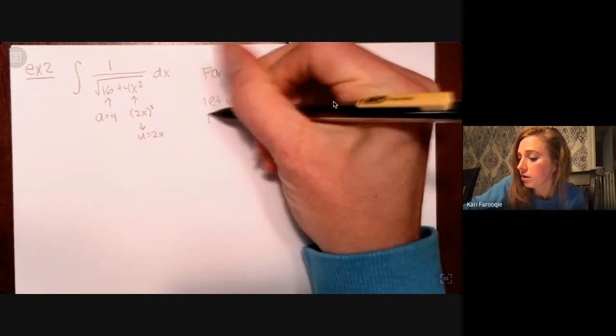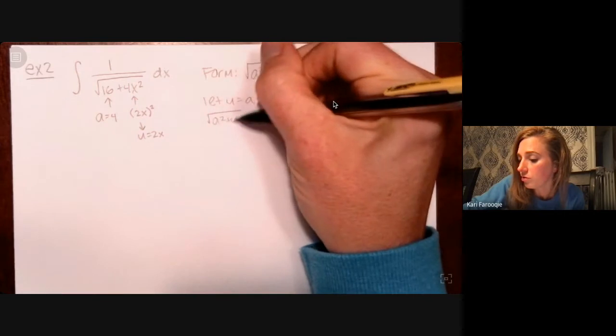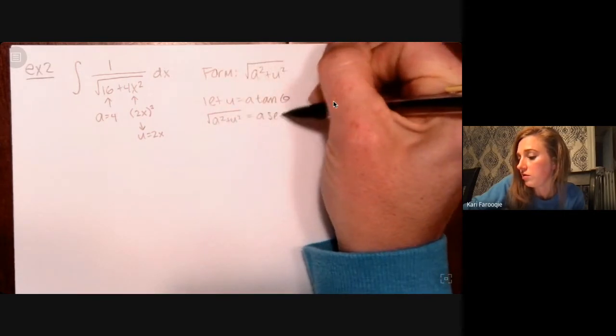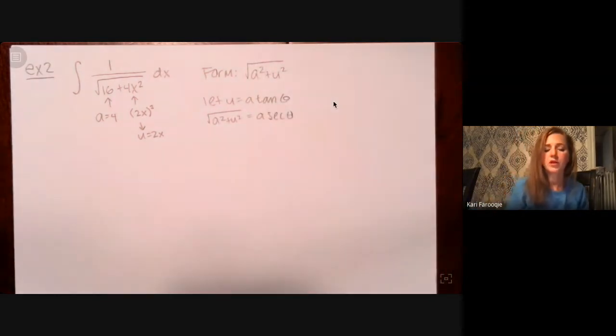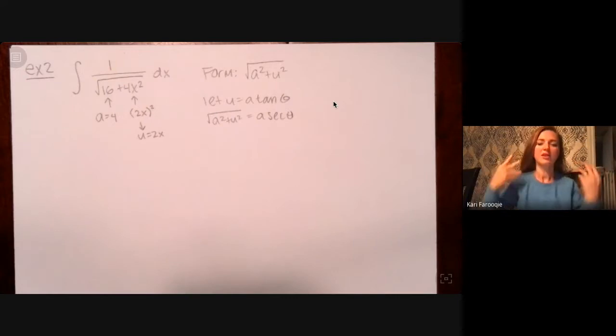And we're going to let the square root of a squared plus u squared be a secant theta. You're probably going to do enough of these that you feel like you remember what the substitutions are. That's totally fine. You might want to just double check, because the last thing you need is, oh, shoot, I thought it was cosine when it was secant. So you have the notes at your disposal. You might as well just check them.